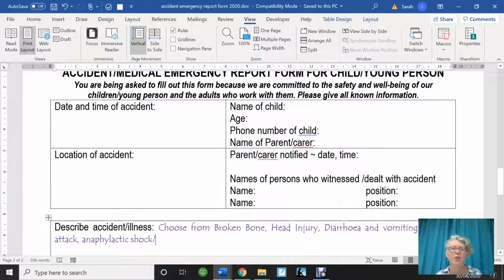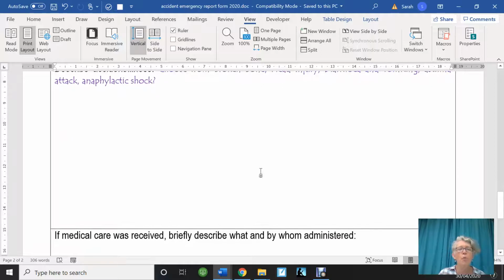You can base it on a real one, or if you've not been involved in this, you can make it all up. So put in a pretend date, make up the name of the child, the parent and their phone number. Where did the accident happen? In the PE hall, or the incident? Was it in PE? Was it out in the playground? Make up two TAs who witnessed and dealt with the accident. So maybe your name because you witnessed it and the name of a first aider. Just make them up. And then you're going to describe what happened.